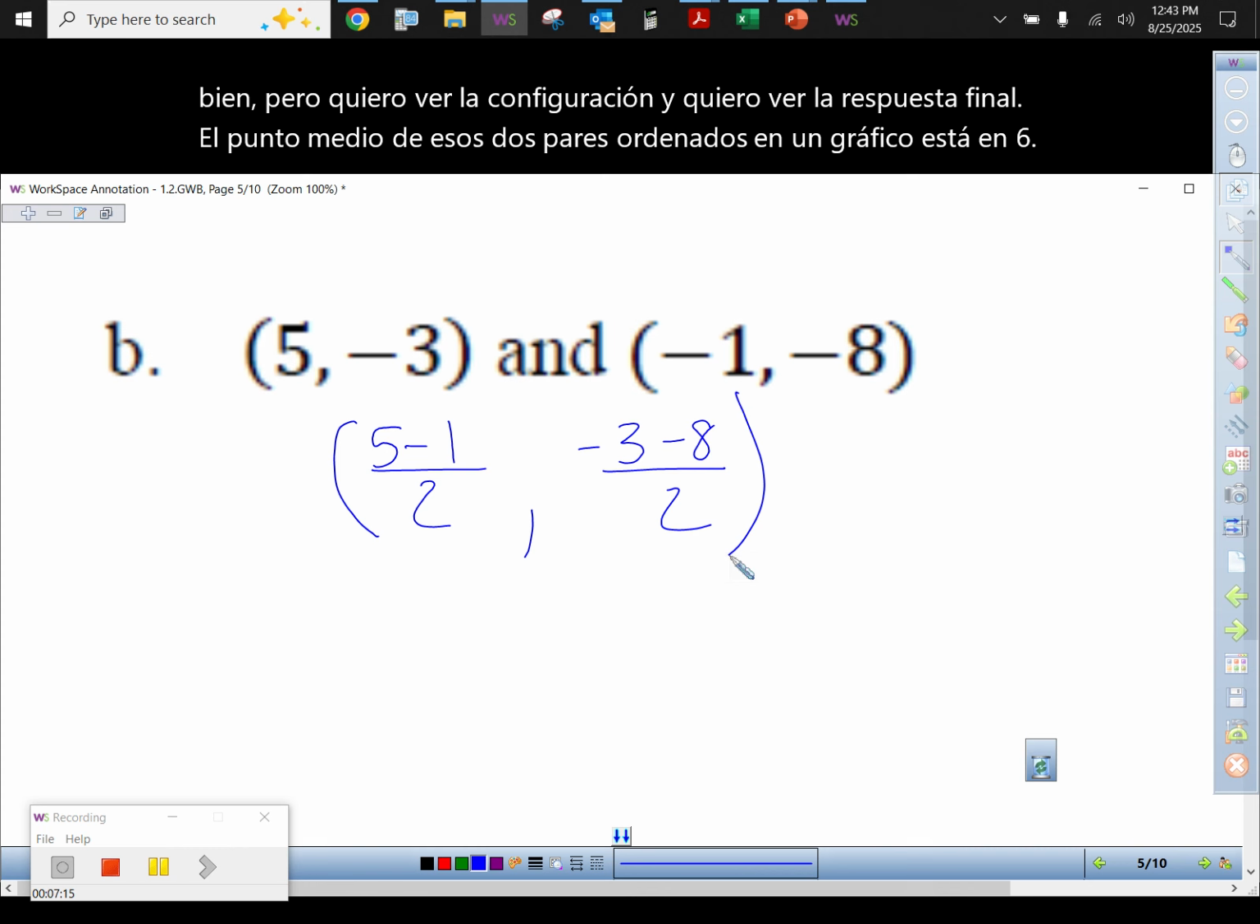And it is totally cool if you get decimals back, guys. Totally cool. That can happen. If you need a calculator, I'm sorry, I forgot to tell you, I have calculators up here that you can borrow. You can use your own calculator as well. But this is 4 over 2, and this is -11 over 2, right? So we'll clean those up.